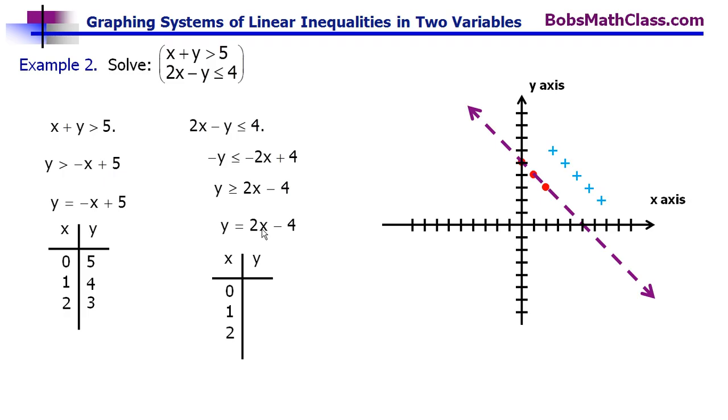If x is 0, 2 times 0 is 0 minus 4, that'll be negative 4. And if x is 1, 2 times 1 is 2, 2 take away 4 is negative 2. And if x is 2, 2 times 2 is 4, 4 minus 4 is 0. Okay, now plot your points on our grid over here: (0, negative 4), (1, negative 2), and (2, 0).